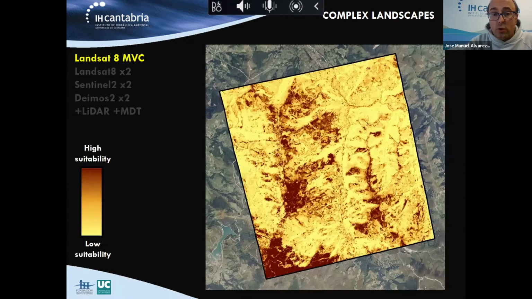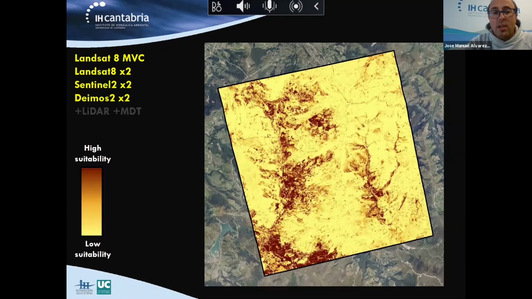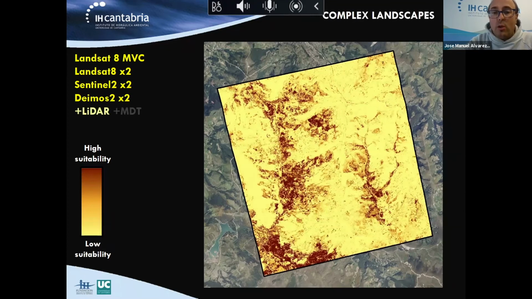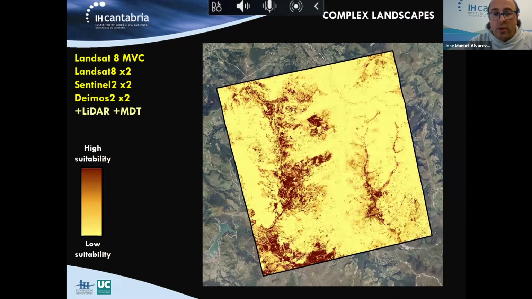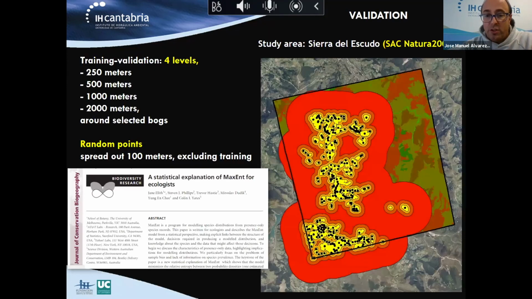And we run models. You can see here models with all the possible combinations: Landsat with temporal resolution, Sentinel with temporal resolution, Deimos with temporal resolution, even including LiDAR, and also topography. And we made a validation, a spatial validation, to try to see how we can differentiate the wetlands from other habitat types that we have around in different buffers. So as soon as we go further away, it's easier to map the wetlands. But when we are with habitats quite close to the wetlands that are not wetlands, like acid fens and concrete, things are much more difficult.